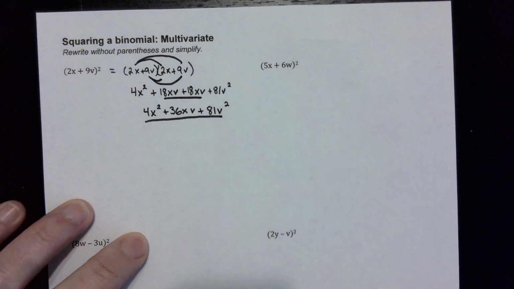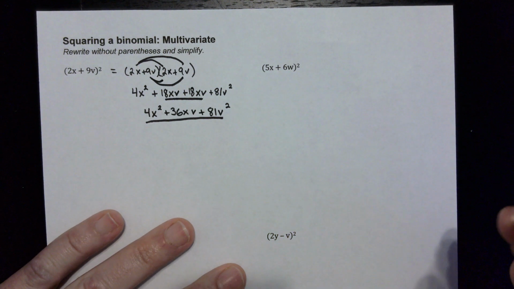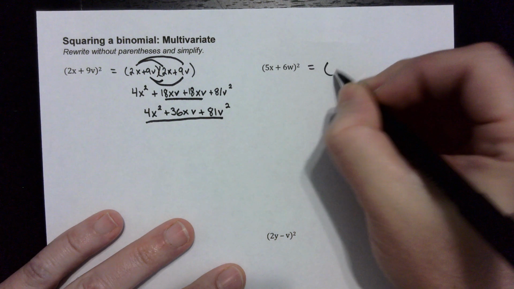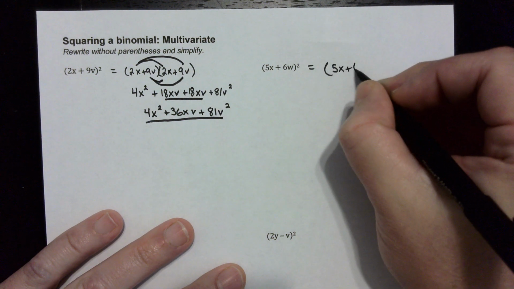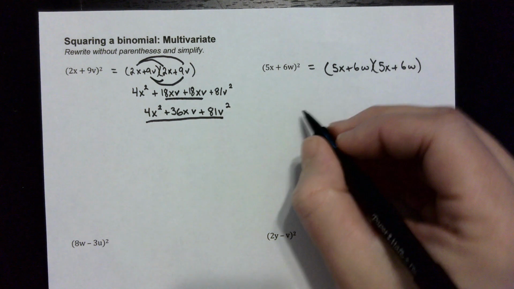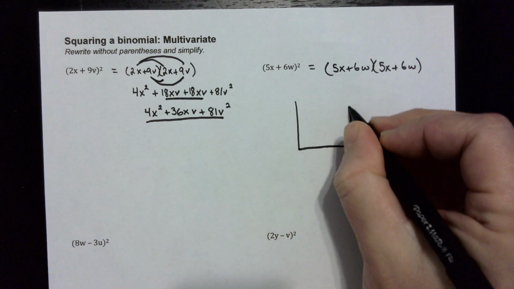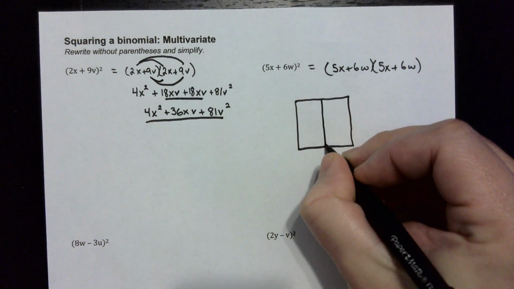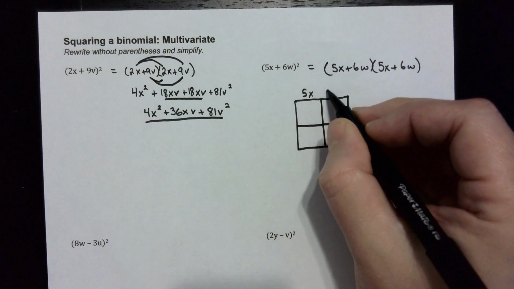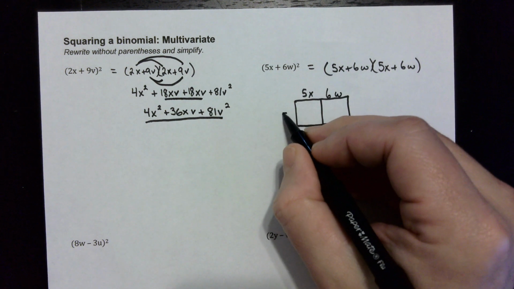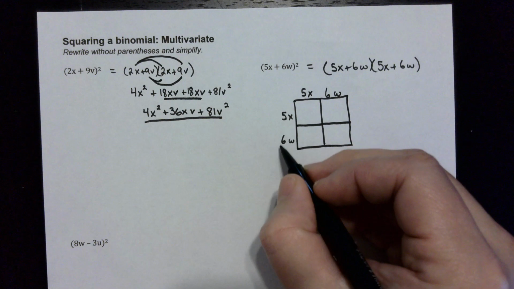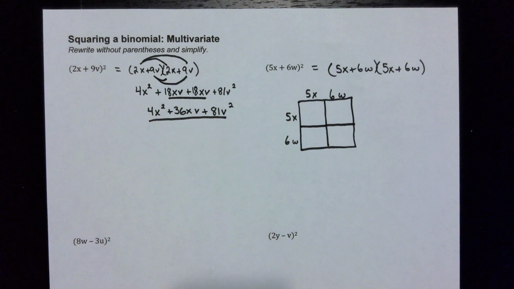Now, in this second problem, I'm going to show you a slightly different way of doing it, still multiplying it out, but a different way to organize the problem. So remember, when it's squaring, it's multiplying it by itself, so 5x plus 6w times another 5x plus 6w. This time I'm going to write a box, and in that box, I'm going to make it into 4 little boxes. I'll put the first 5x plus 6w up here, and then the 5x plus 6w also down here. I don't typically write the signs. You can put a plus here if you want, but if there's no sign, I assume it's a plus.